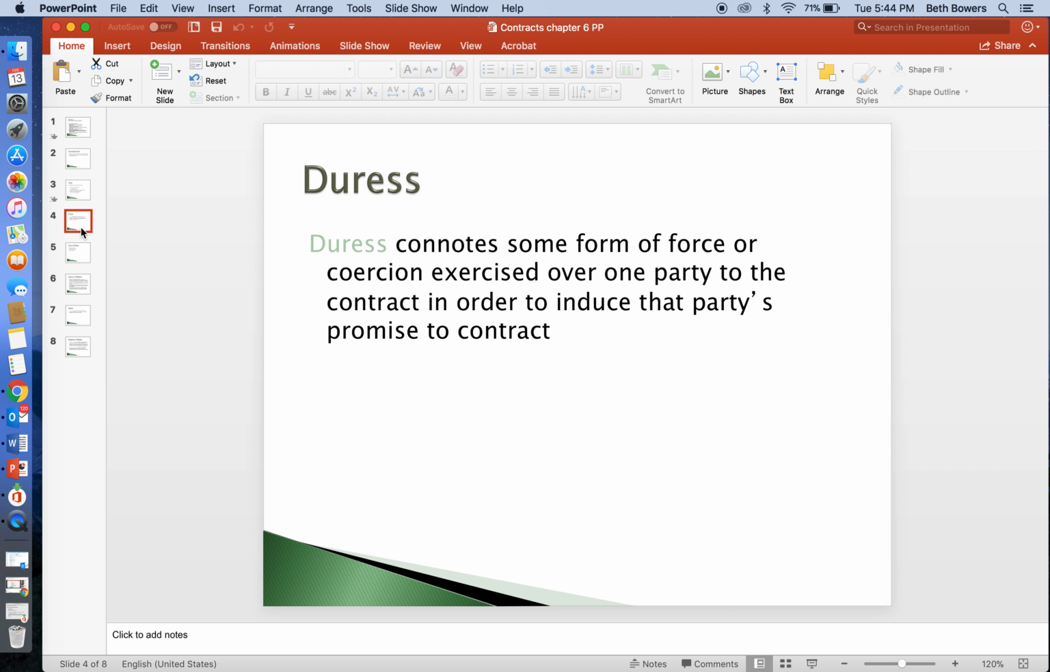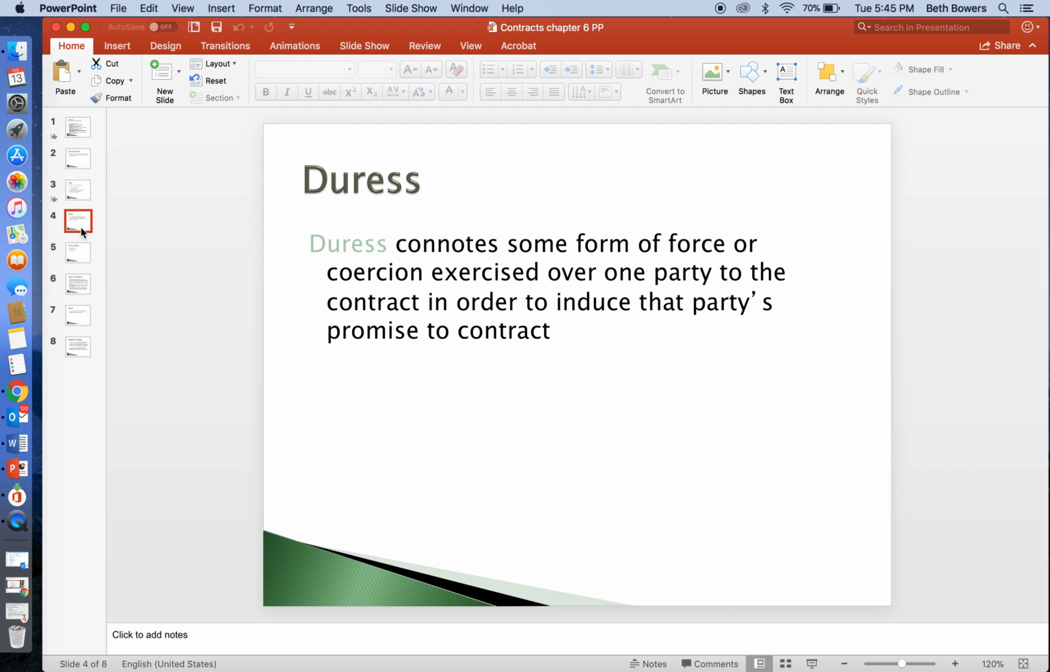Now, duress in general is some form of force or coercion exercised over one party to the contract in order to induce that party's promise to enter into the contract. And this can be physical, it can be mental, there can also be economic duress. So we're going to talk about the different types here. It can be emotional duress, which might also fall under mental as well in some situations.